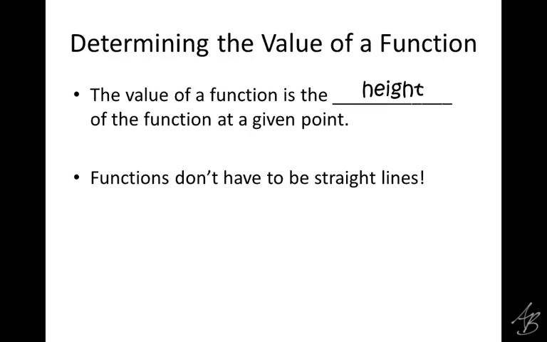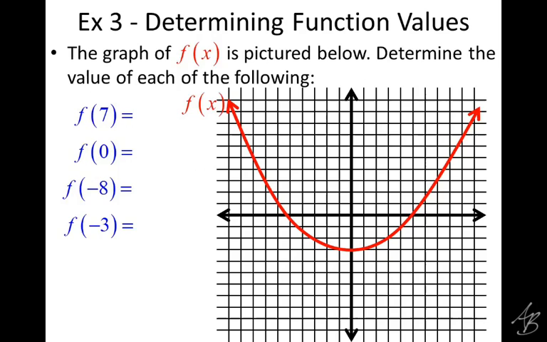All right, and remember, when we get functions that are not straight lines, that usually comes from an exponent in the function. It doesn't have to. It could come from other things, but usually it's from an exponent. All right, so let's do a couple more examples.